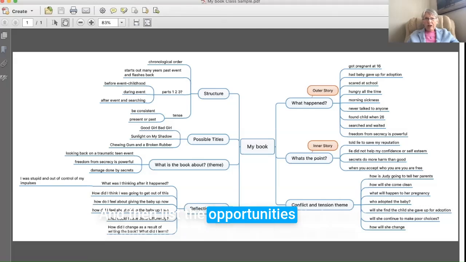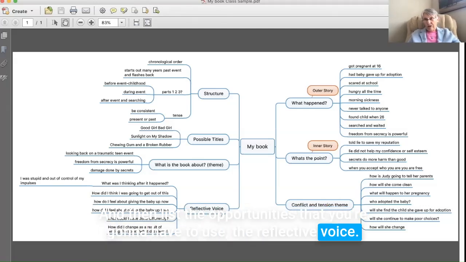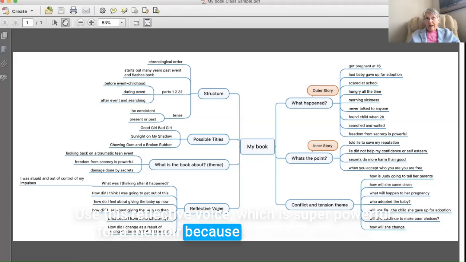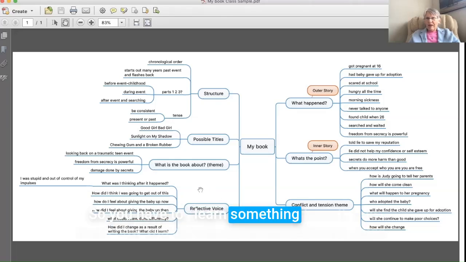And then list the opportunities that you're going to have to use the reflective voice. Now, this is the voice of you now that's reflecting back to your story. So you want to ask yourself the questions: what did I feel about it then? And what do I feel about it now? And this helps you use this reflective voice, which is super powerful for a memoir, because the reader wants to know, okay, so this happened to you, so what? So you have to learn something from it. And that's how you do it, by using reflective voice.